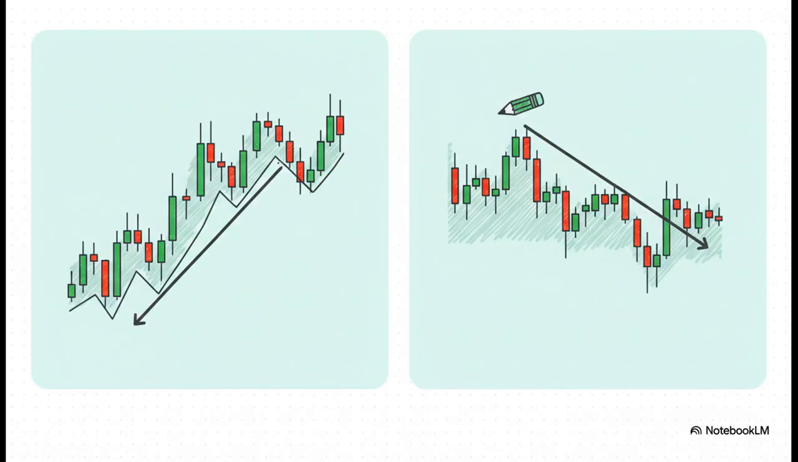Now pay attention, because this is the part people mess up all the time. For an uptrend, your line must go below the price, connecting the low points or the valleys. For a downtrend, the line goes above the price, connecting the high points or the peaks. It's that simple. Valleys for uptrends, peaks for downtrends.